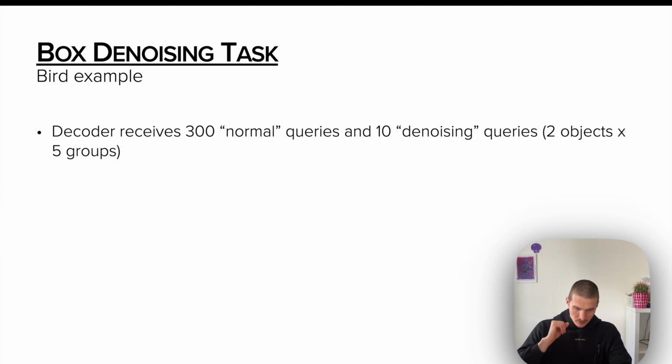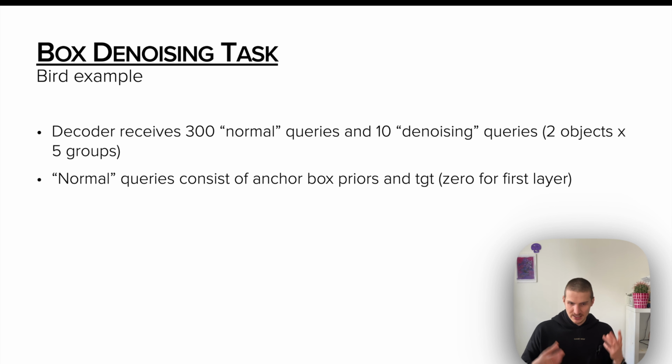So to sum up, initially we had 300 normal queries formulated as just anchor box prior inputs, and we add 10 denoising queries that actually depend on the ground truth object. So normal queries have target, which is a 0 for the first layer, and anchor box priors.